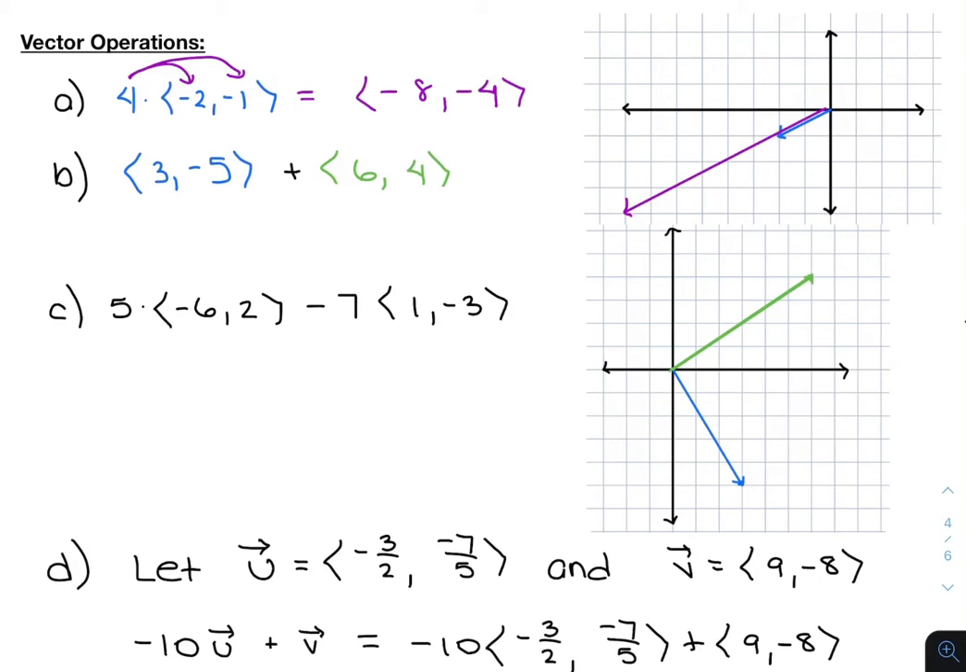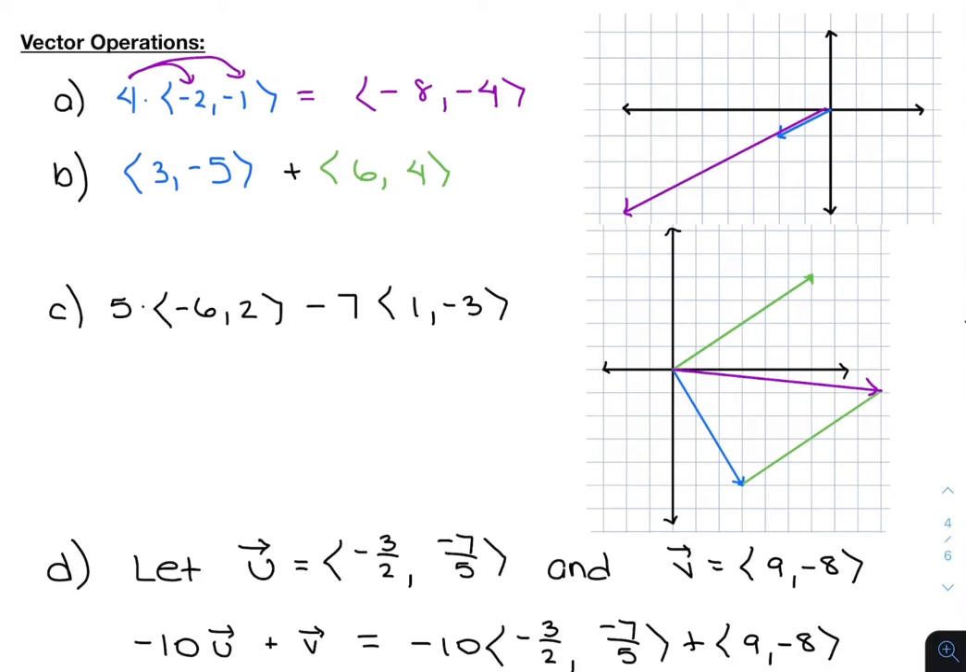To add vectors, if you were to add 3 comma -5, this is this blue vector here, plus 6 comma 4, what you would have to do is take this and add it to the end of your first vector, which was 3 comma -5. So the end point ends up stopping right here after you added it. So your new vector is going to be at this point.